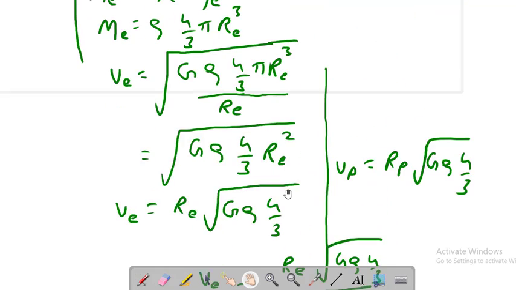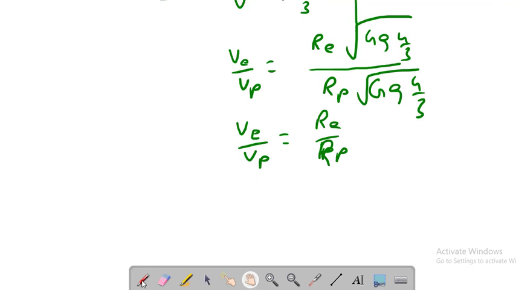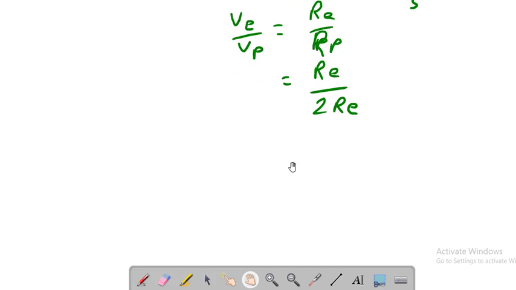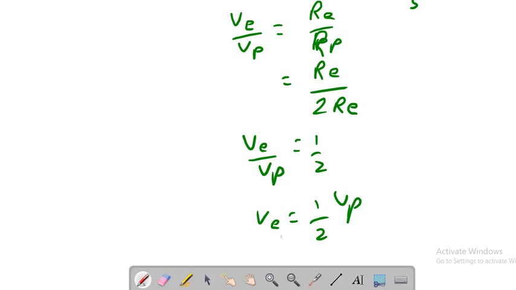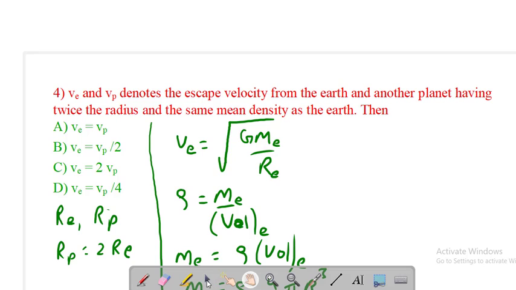Now according to the given data, RP is 2RE. So we write this as RE upon 2RE, and this is actually half. So VE upon VP is half, so VE is half of VP. This is the answer. Among the options we are given, B is the correct answer. This B is VE equal to VP upon 2, VP divided by 2.